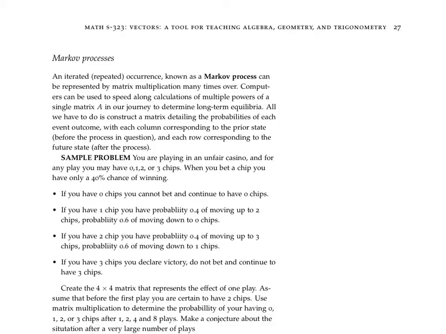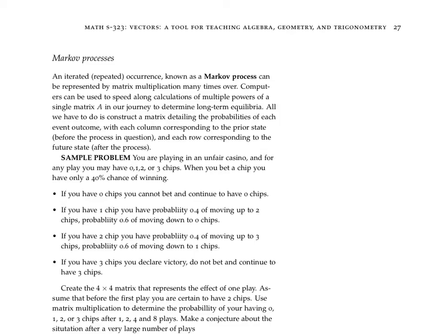Once we calculate the matrix detailing the probabilities of each event outcome, then each column will correspond to the prior state before the process in question, and each row will correspond to the future state after the process in question. And then raising this to higher and higher powers will tell you exactly, if I started with this type of state, what is the likelihood that I'll end up in this type of state? So you check out the column and the row. It's kind of difficult to explain in abstract, so I've included this example.